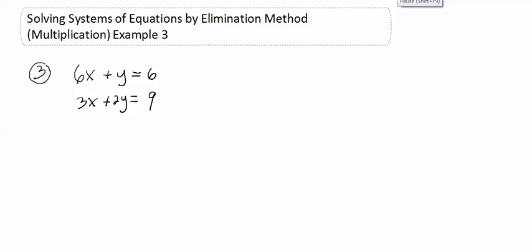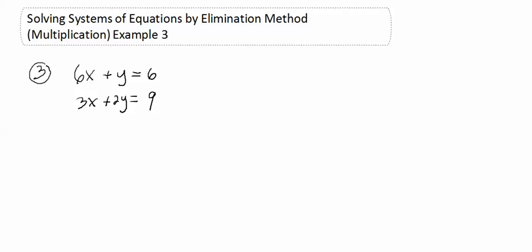Solving systems of equations by elimination multiplication. Example 3. Again, look to see that your x's are lined up, your y's are lined up, and your numbers are lined up, and they are. Now, can I eliminate any of the variables? 6 and 3 doesn't make a 0.